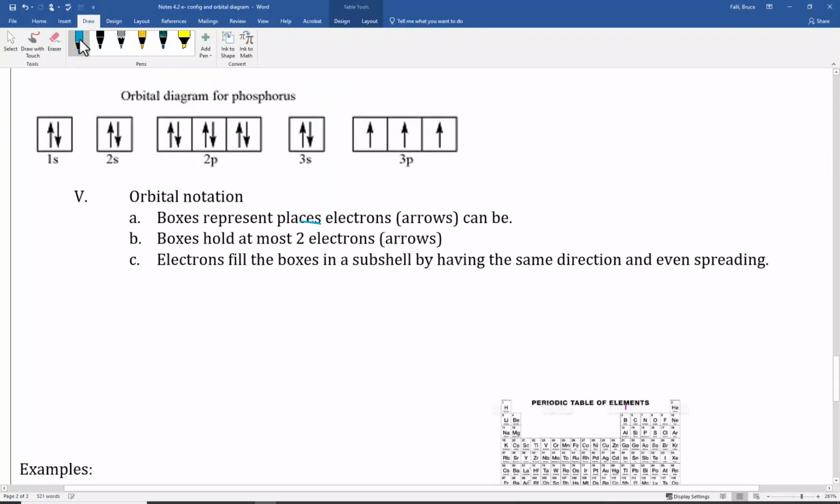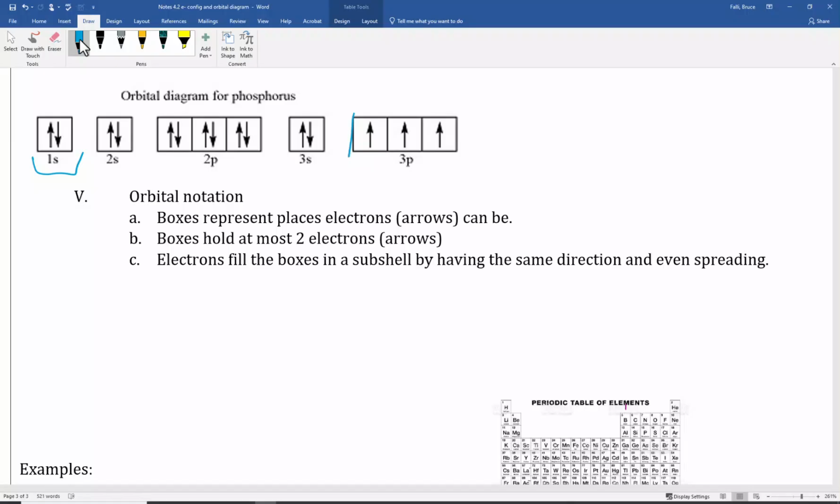All right. Orbital diagrams. Pretty nice because we give you the orbitals already. Boxes. Each box represents places that electrons, which we show as arrows, can be. Boxes hold at most 2 electrons, 2 arrows. So I can't fit a third one in here. That'd be terrible. Electrons fill boxes in a subshell by having the same direction and even spreading.